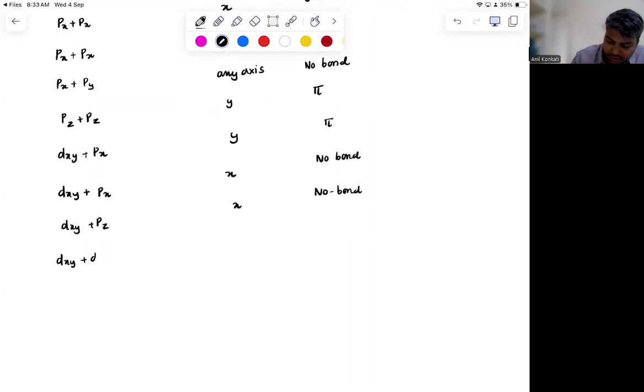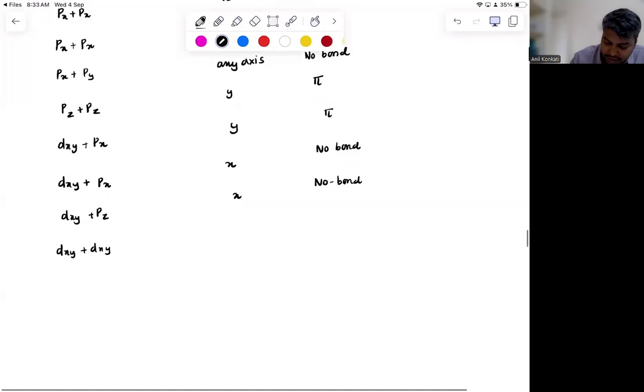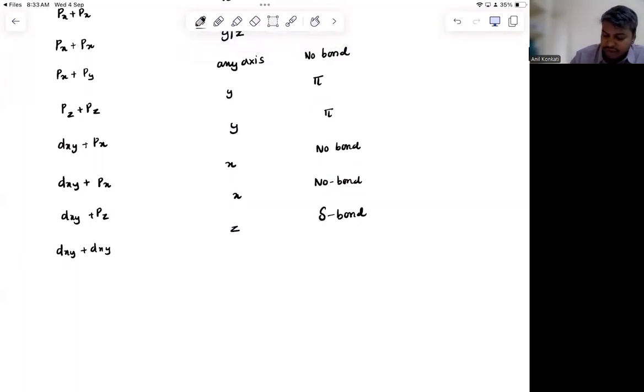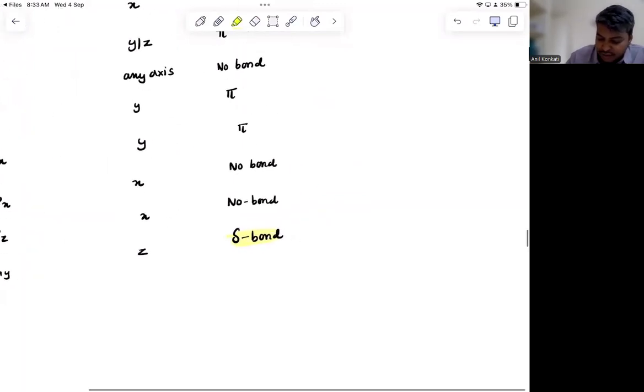dxy plus dxy along z axis, then dxy and dxy along z axis, this is called delta bond. This is the special bond. It is called delta, sorry, not sigma. Delta bond. So delta bond would be something of this sort.